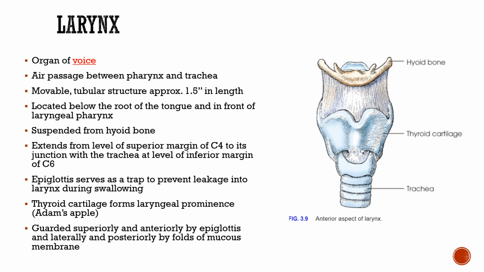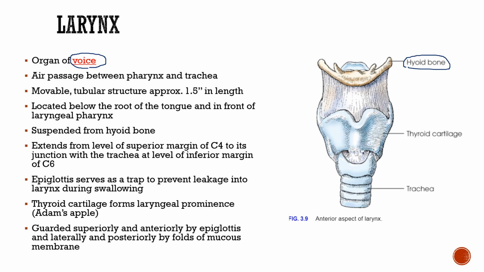The larynx is the organ of voice. So this is an air passage between the pharynx and the trachea. It's about 1.5 inches in length, and it's located between the root of the tongue and in front of the laryngeal pharynx. It's suspended from the hyoid bone. So here's the hyoid bone up here, so it's going to suspend from there. It extends down from the superior margin of C4 to where it's going to join the trachea at the inferior margin of C6. So it's about 1.5 inches in length.